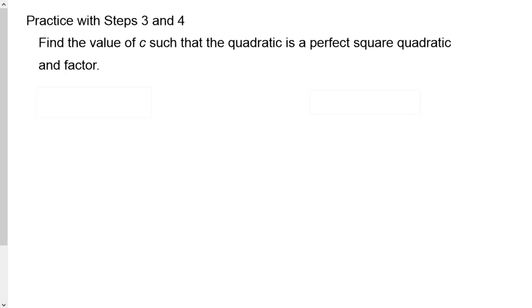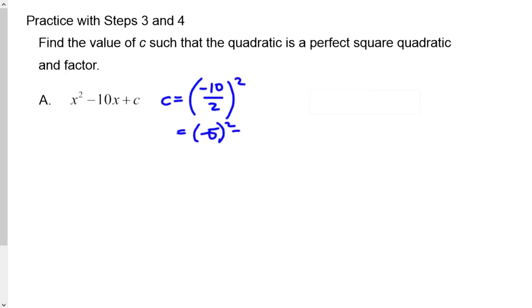So we want to find the value of c such that the quadratic is a perfect squared quadratic, and factor it. For instance, if I have x squared minus 10x plus c, then the value c is going to be b divided by 2 quantity squared, so negative 5 squared, or 25. So I want x squared minus 10x plus 25. That's the value.